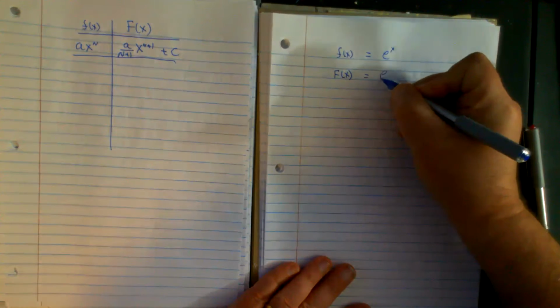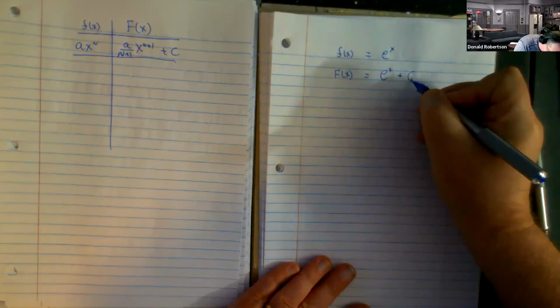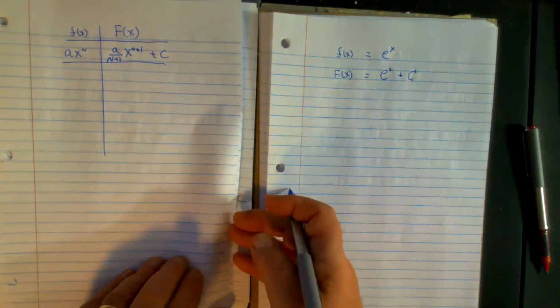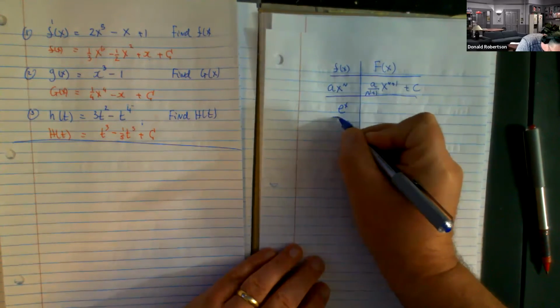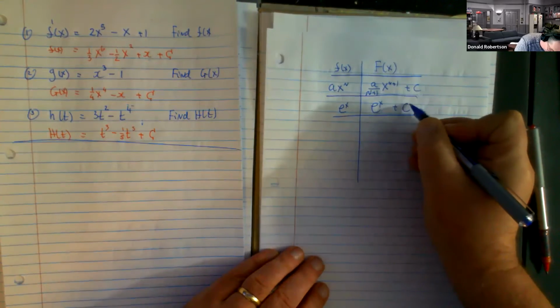Couldn't it also be negative even? Oh, never mind. You answered your own question, right? So in my little list, I'm going to now put e to the x, and its antiderivative is e to the x plus c.